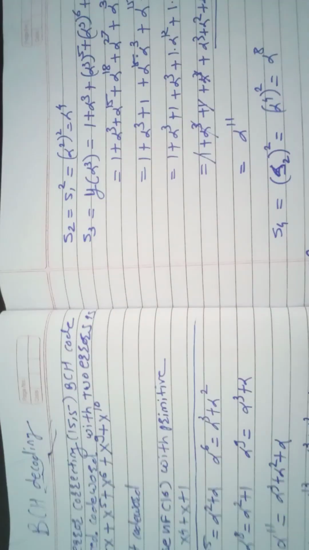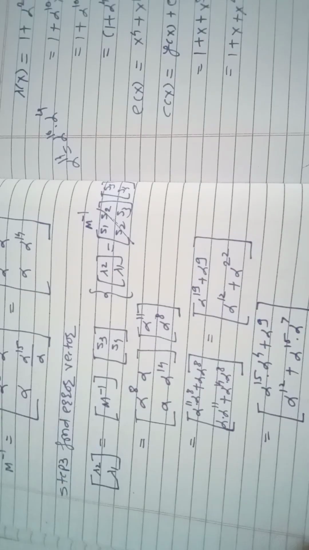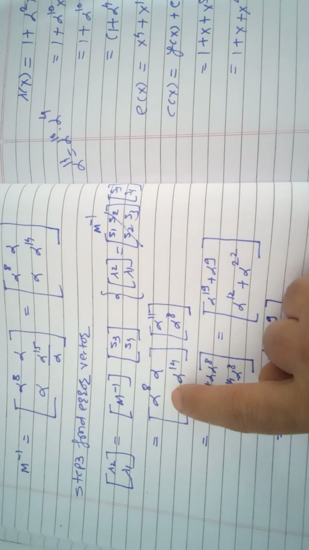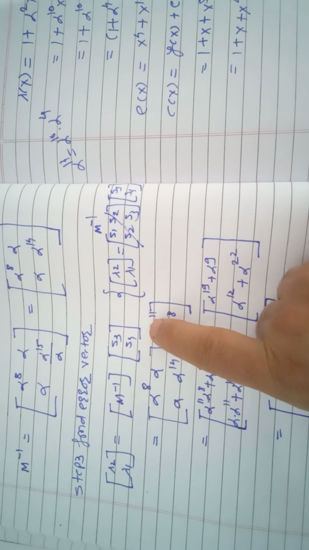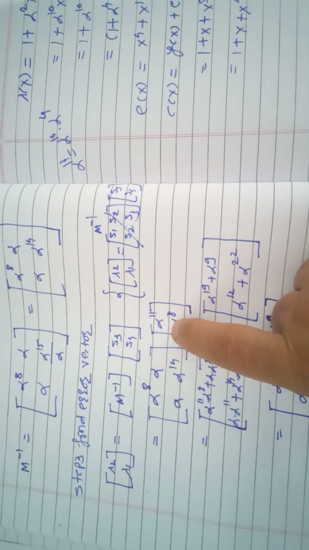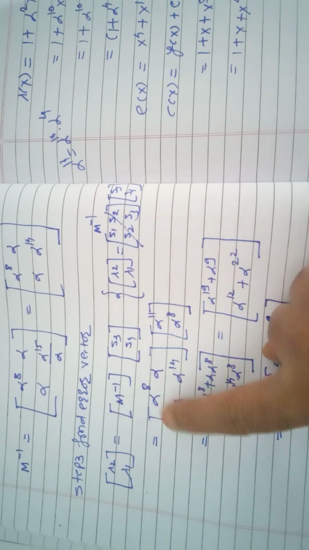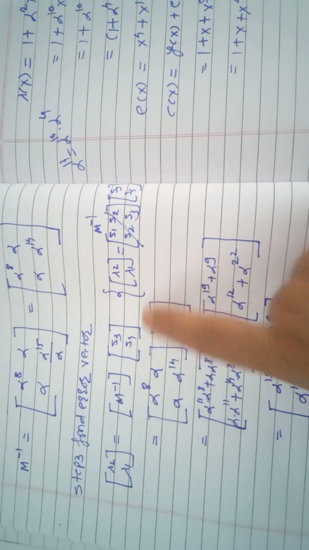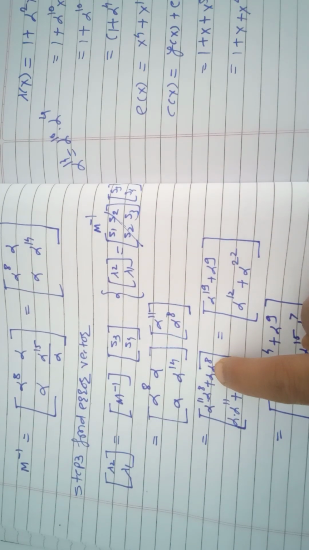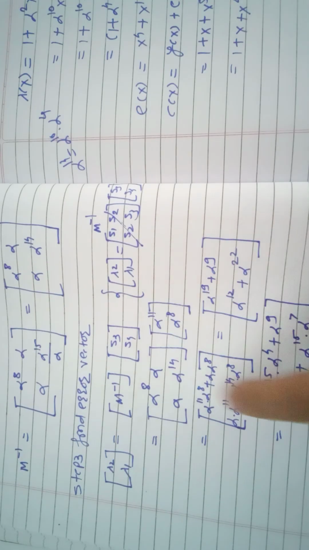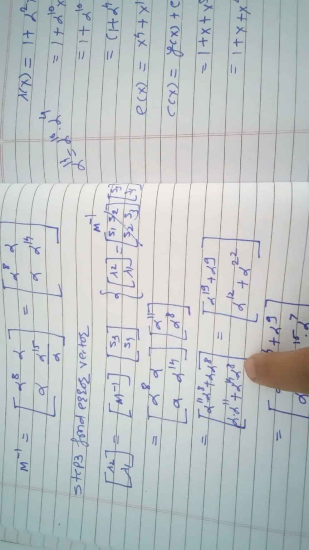Yes, S3 is alpha 11. S4 is alpha 8. After that you have to do this multiplication. You know how to do the multiplication. You have to multiply alpha 8 with alpha 11, this and this: alpha 8 alpha 11, alpha into alpha 8, then alpha into alpha 11 plus alpha 14 into alpha 8.